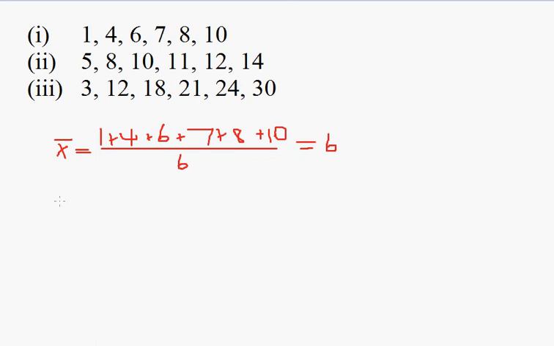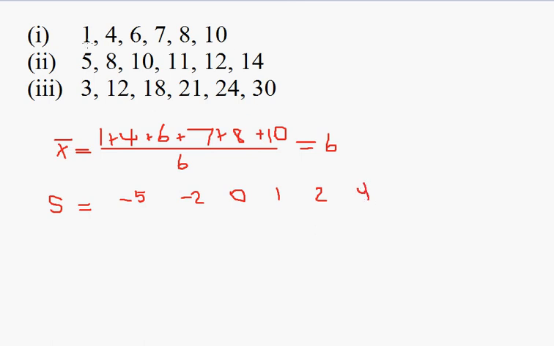Next step is to figure out the sample standard deviation. So the sample standard deviation is obtained as follows. First off, we find all the deviations from average. So 1 minus 6 is negative 5. 4 minus 6 is negative 2. 6 minus 6 is 0. 7 minus 6 is 1. 8 minus 6 is 2. And 10 minus 6 is 4.